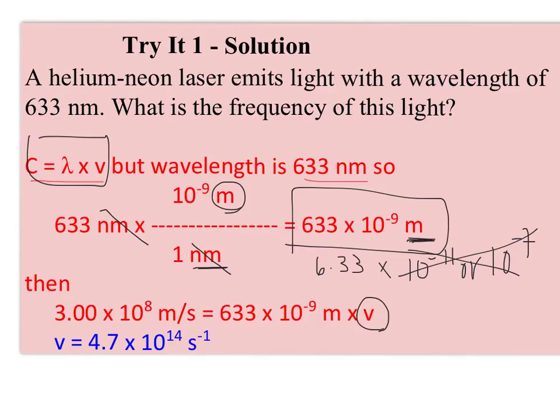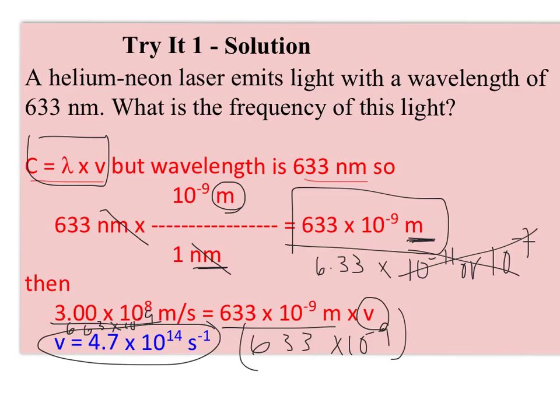So since I want to solve for nu, I'm going to divide both sides by 633 times 10 to the -9th, and make sure you put brackets around it so that your calculator knows that's all one number. Do the same thing over here, 633 times 10 to the -9th, and I came up with a frequency of 4.7 times 10 to the 14th. I use the label of s to the -1. You could also label it Hertz or just Hz, or you could actually put the slash and then second below.